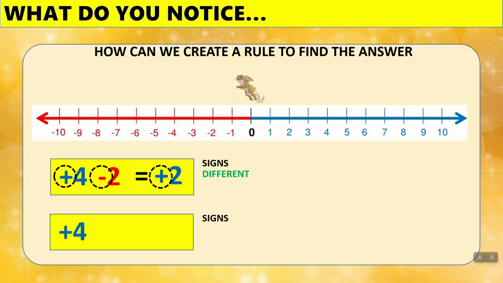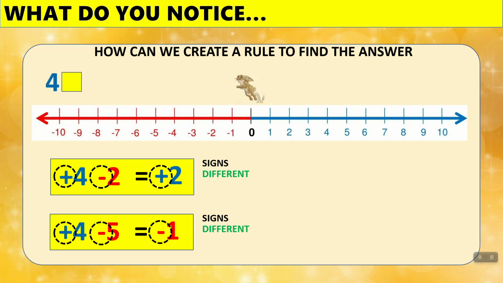And here was the second question. Plus 4 minus 5 equals minus 1. Let's look at the signs. They also were different, but this time the answer was negative. So how does it work when we have different signs? How do we know whether the answer is going to be a positive or a negative answer? Well, let's take a look.